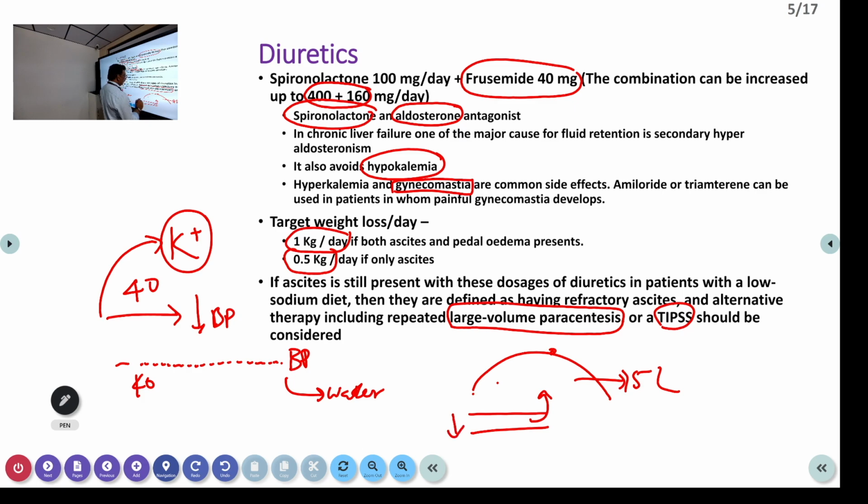So to avoid that, we have to give injection albumin and remove the fluid. So give albumin and remove the volume from the abdomen. That is called large volume paracentesis. But you know that albumin is very costly, so it is very difficult to give albumin all the time. And even if you give 1 or 2 pints of albumin, it will be removed from the body immediately because the liver is not producing any more albumin.